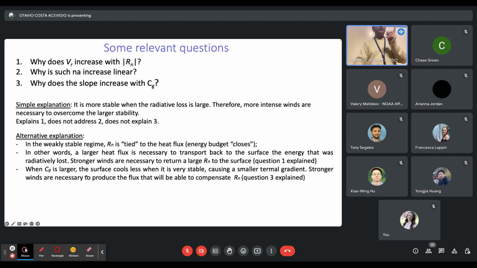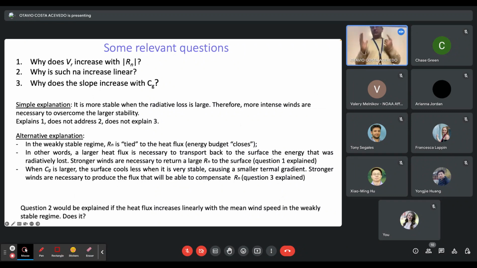But now, if you have larger heat flux, it means that the surface is cooling less, as before. With the surface cooling less, it means you have smaller gradients between the surface and the air near it. So to have the same heat flux with smaller gradient, you need stronger winds. So that explains why stronger winds will happen under larger heat capacity. That explains question three. How about question two? Why is the increase linear?